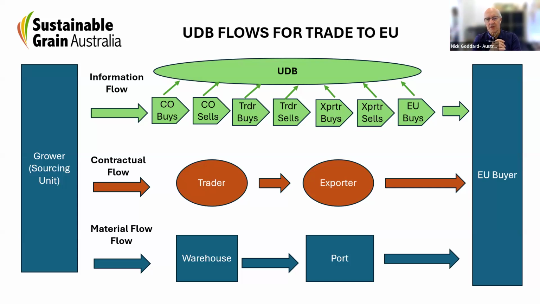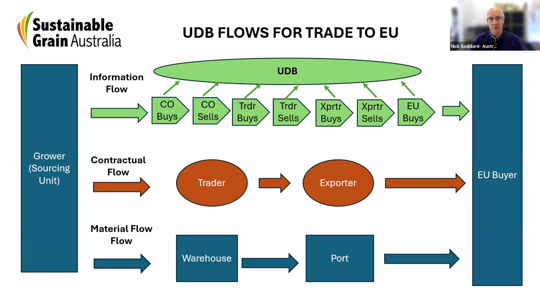Now, in some cases, this will be a fairly direct set of transactions. You'll be physically taking the grain from the grower, aggregating it, putting it on a vessel and shipping it. But at other times, you might be buying on the track market, and there might be a couple of intermediaries in the middle there.